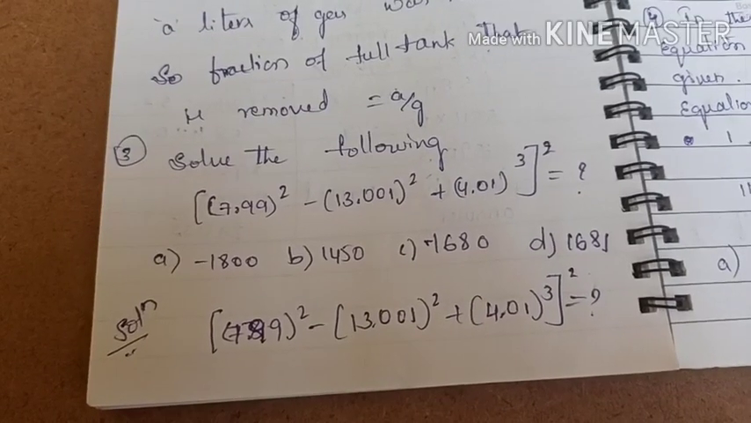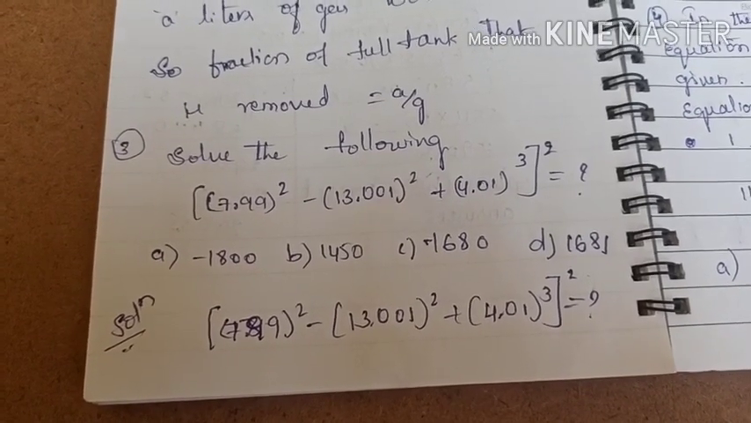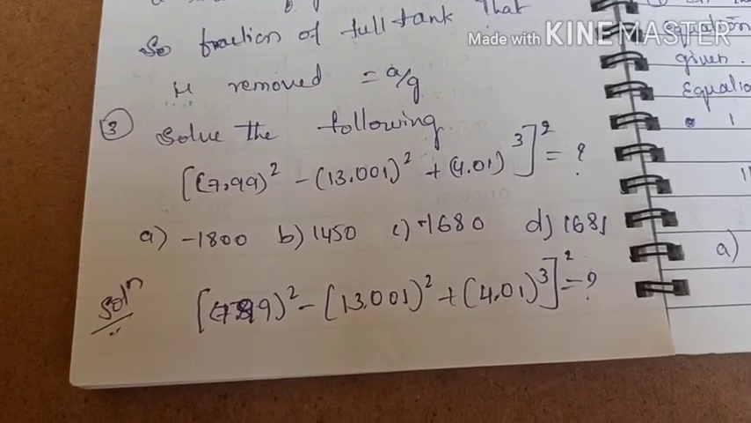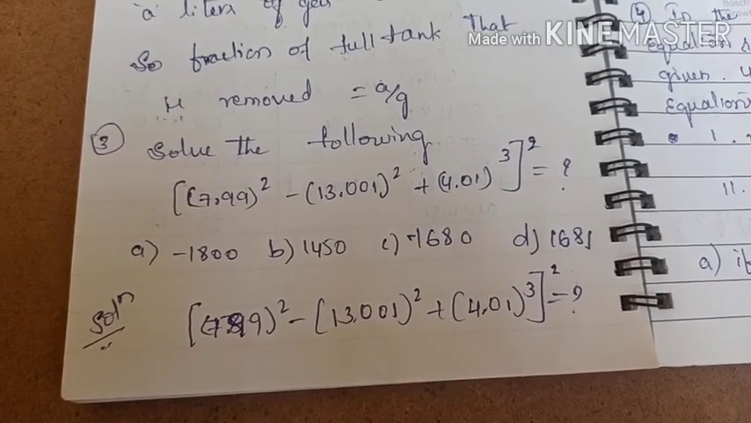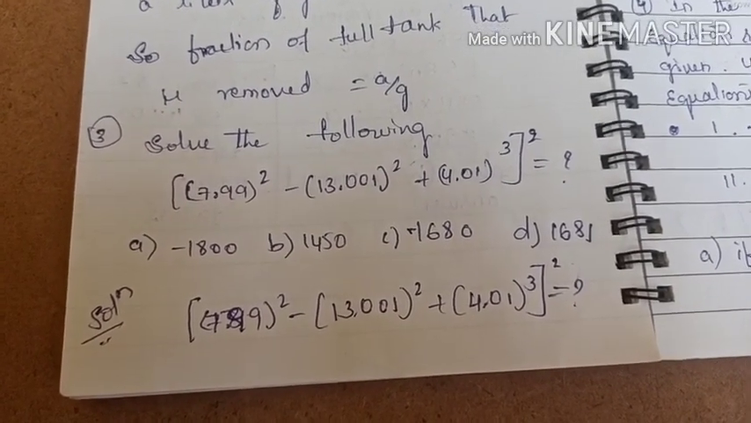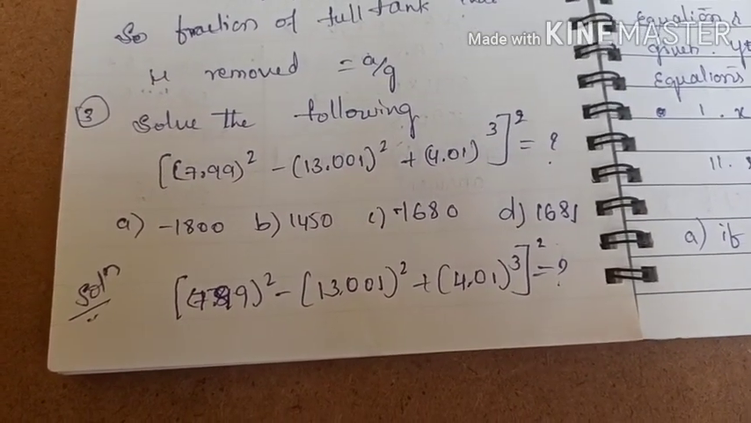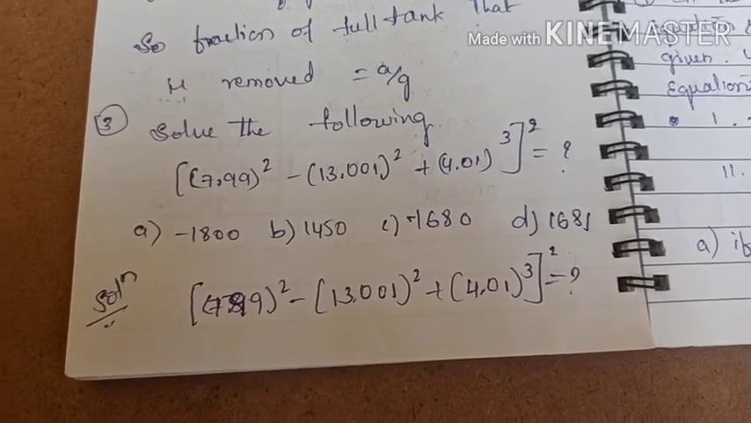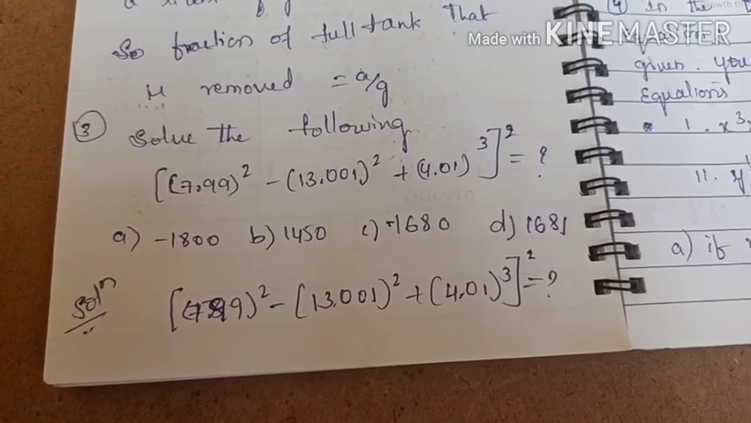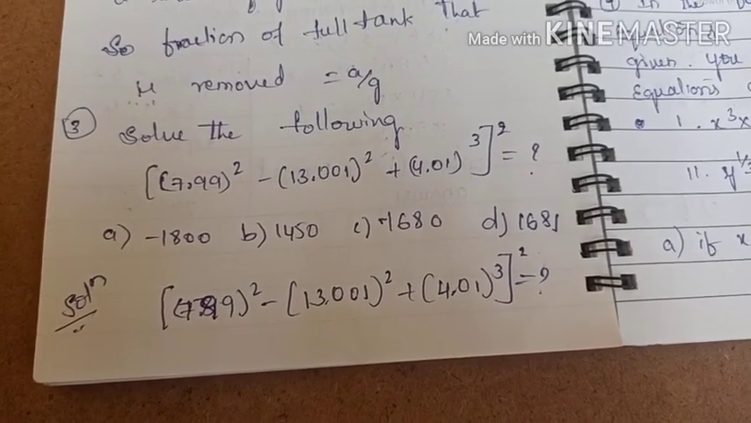On to the next problem, solve the following: 7.99 whole square minus 13.001 whole square plus 4.01 whole cube, whole to the power of 2, equals question mark. We need to find the approximate value of this expression. They gave four options. Among that, the first one is minus 1800, the second is 1450, the third is minus 1680, and the fourth is 1681.